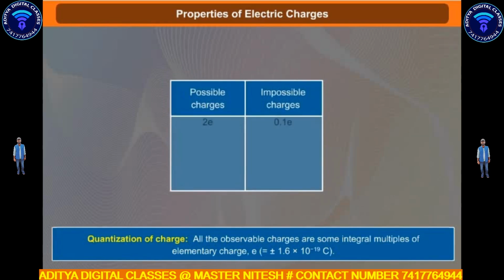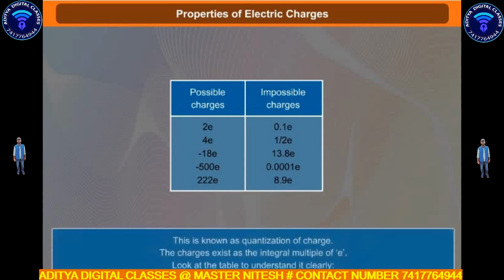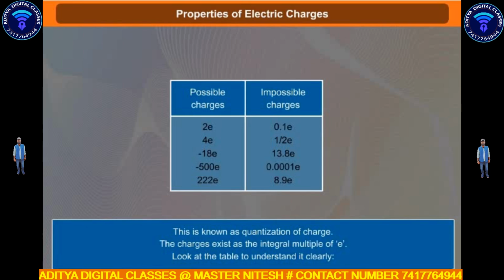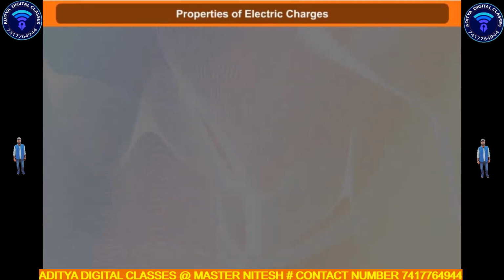Quantization of charge. All the observable charges are some integral multiples of elementary charge, e equal to plus minus 1.6 into 10 raised to power minus 19 coulomb. This is known as quantization of charge. The charges exist as the integral multiple of e. Look at the table to understand it clearly.